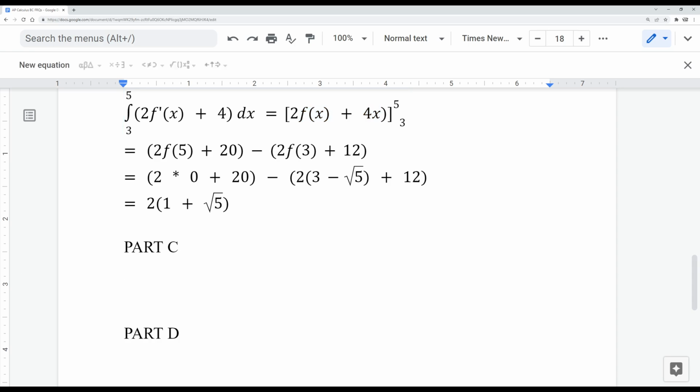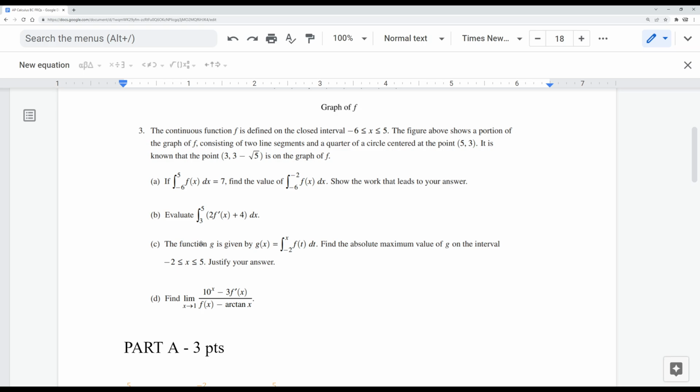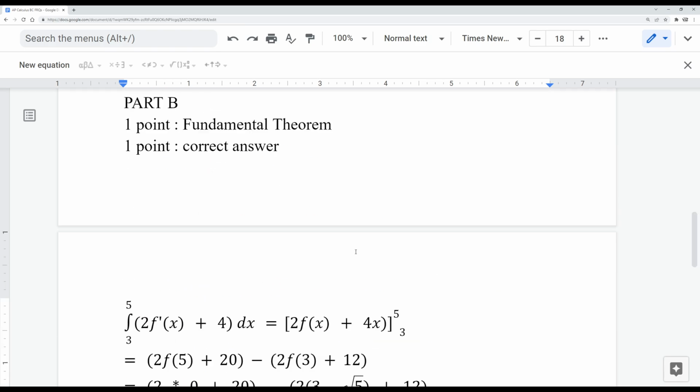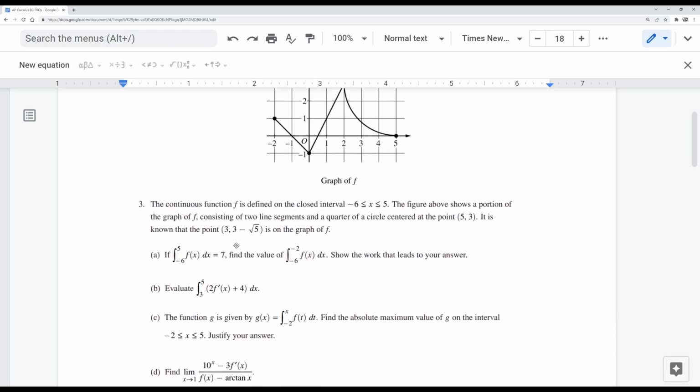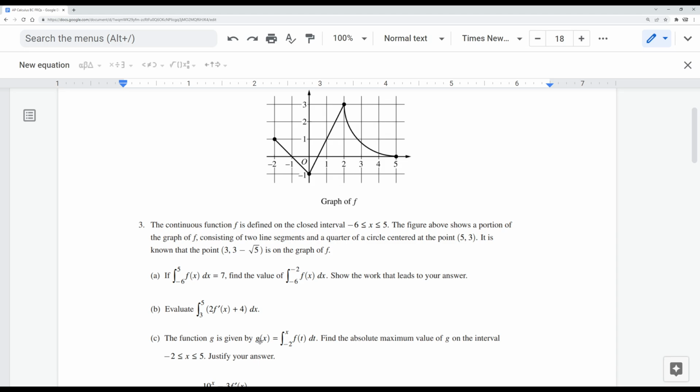Alright, Part C. Let's see what it says. Function g is defined by another fundamental theorem right here, but we'll get to that. So g of x is the integral from -2 to x of f of t dt. Find the absolute maximum value of g on the interval from -2 to 5. So what is g? G isn't specified anywhere, but you can tell from the integral that g is basically f's integral, which means f is g's derivative.